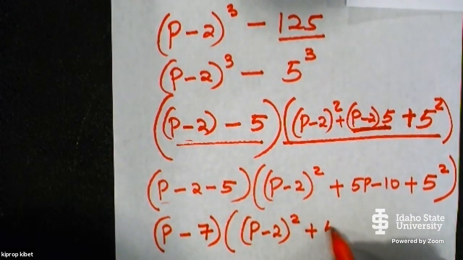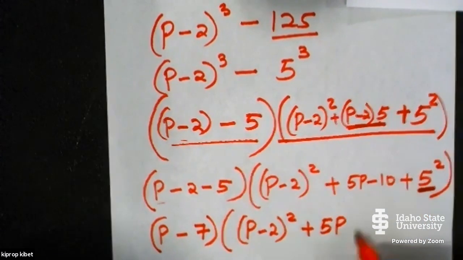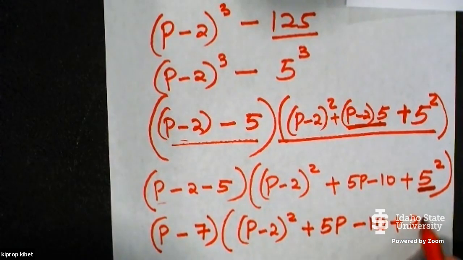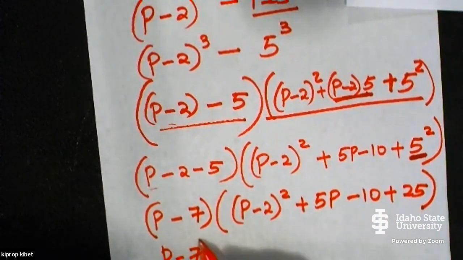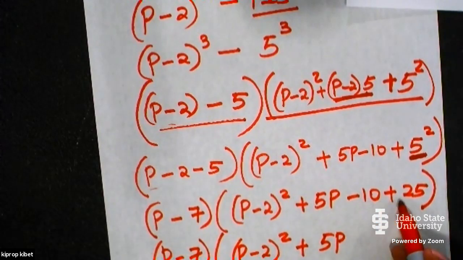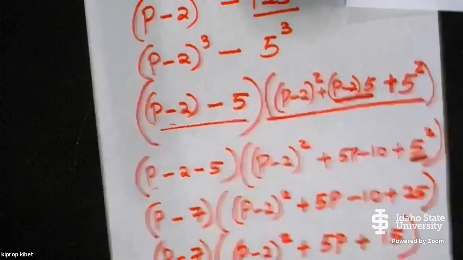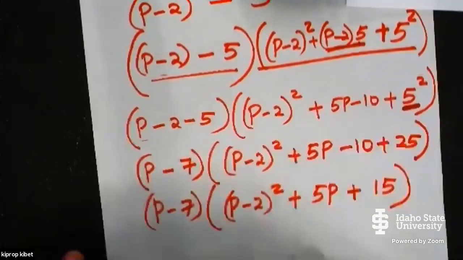plus 5p. So this is what? 25, right? Minus 10 plus 25. So (p - 7), and then (p - 2)^2 plus 5p. Okay, so minus 10 plus 25 is what? Plus 15, right? So plus 15. Then you can still open these brackets here.